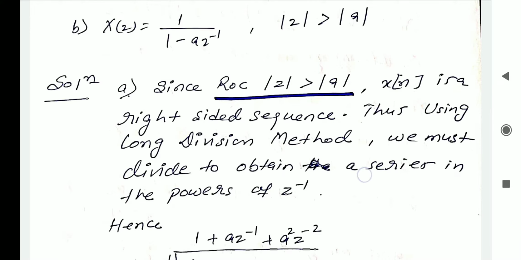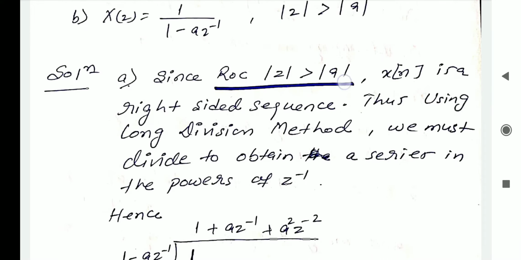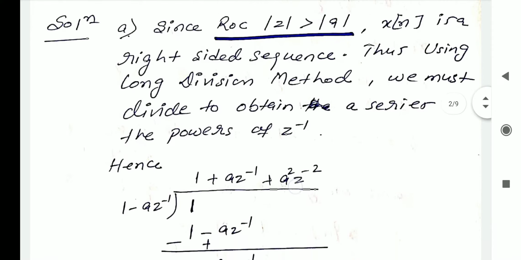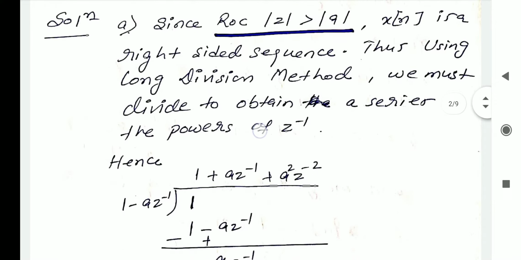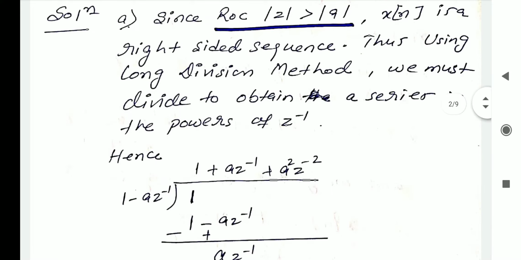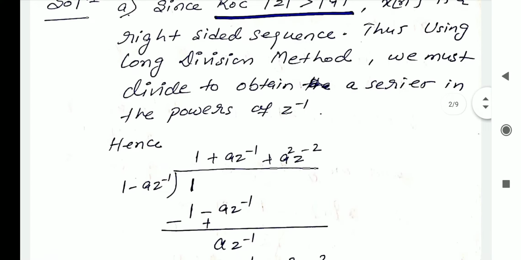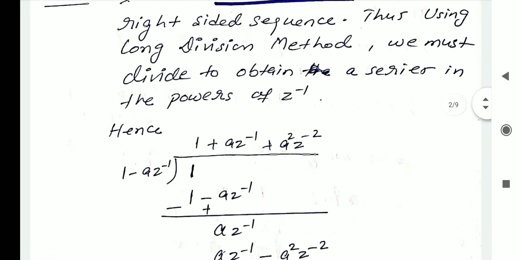Now with this ROC, where the ROC is mod of z greater than mod of a, we already know the sequence would definitely be a right-sided sequence. Now here we'll be using the long division method. The long division method again comes under the power series expansion method. This is not a different method, it's a part of the power series expansion method.